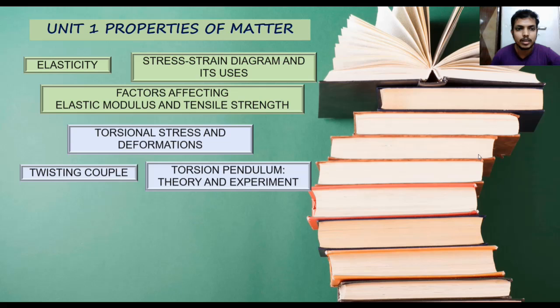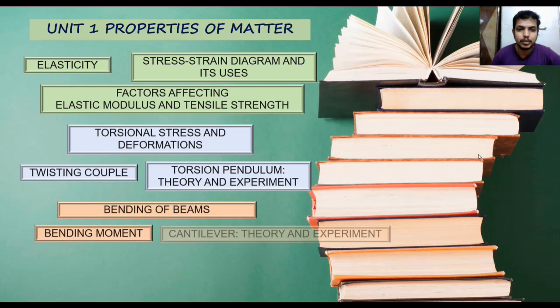The rigidity modulus comes in terms of torsional stress. When torsional stress is applied, the body takes rigid rotations, which is called a twisting couple, depending on how much twist is taken because of the torsion. Those things will be seen in that portion. That portion contains one torsional pendulum experiment and the theory. We will see those things in class as well as in the lab.